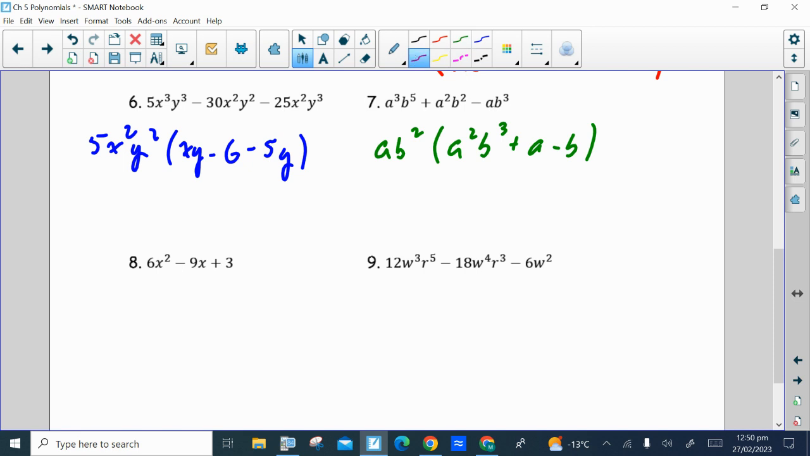So, Allie, what do you think the common factor is for number 8? Do you agree with that, Brooklyn Lorenz? Yes. It cannot involve x because there is no x in that last term. So you're just looking at the coefficients. And the largest number that divides into 6, -9, and 3 is 3. That's your greatest common factor. So, Emil, what will the other factor be for number 8?